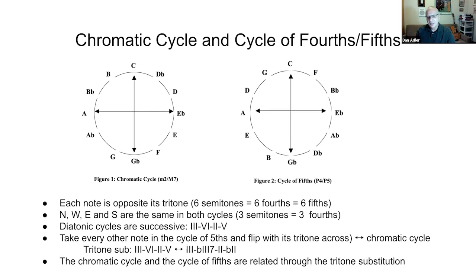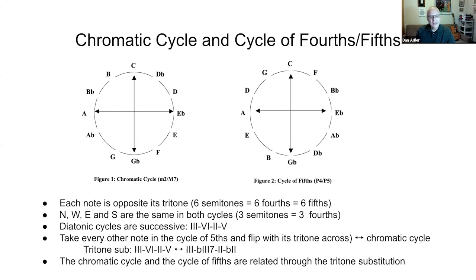But also notice that happens on the cycle of fourths and fifths. That's pretty crazy if you think about it, right? Each note, 6 semitones, is also equal to 6 fourths or 6 fifths. So now suddenly you're seeing something that you can't really see in other ways, and you're getting a new insight from just the geometrical way of putting these things together.